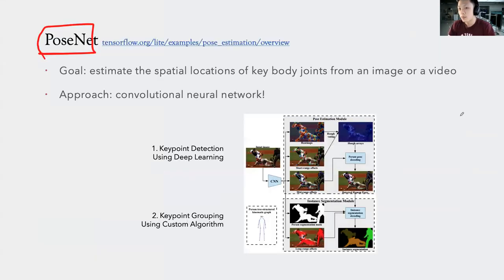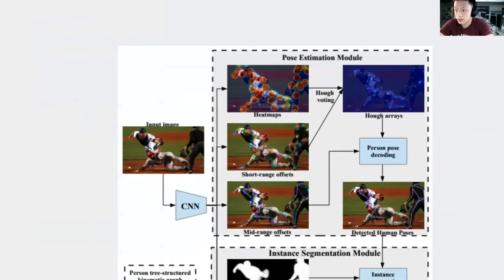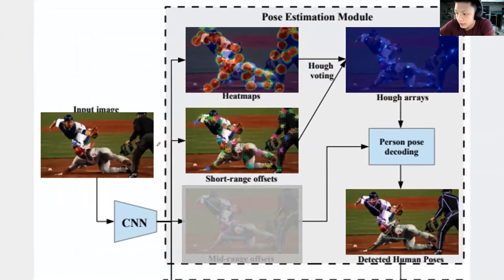This is not good. In general, pose estimation is quite difficult, but there was this cool paper called PoseNet that came out that uses two convolutional neural networks to estimate the spatial locations of key body points. Let's look at how it works. So first of all, I think we should make a simplifying assumption that there's only one person in the image.